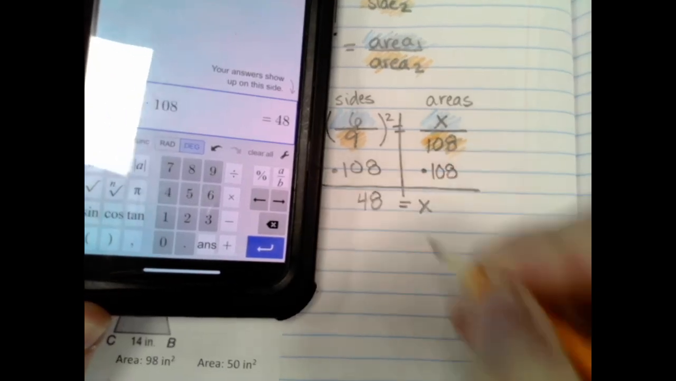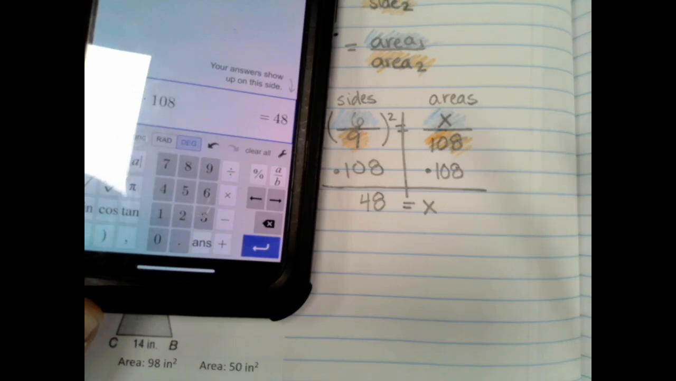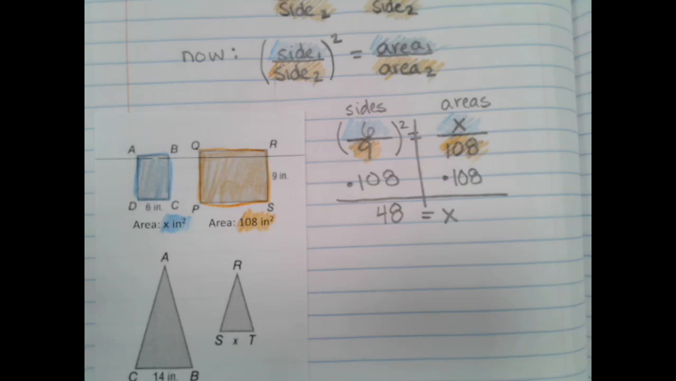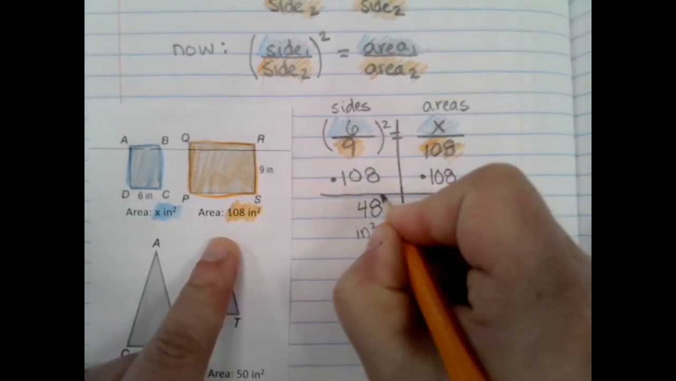And is this an area or a side? X was area, so it's going to be 48 square inches.